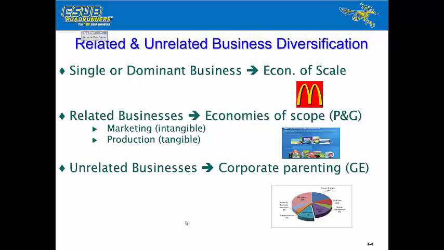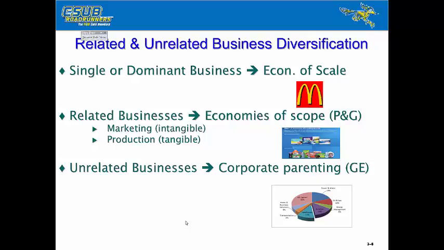In terms of related businesses, economies of scope instead of economies of scale. So economies of scale means that the more you do something, the more you can spread your fixed costs across all your variable costs. And economies of scope means that if you're good at doing one kind of thing, you're also good at doing another kind of thing. So a great example of this is Procter and Gamble. So Procter and Gamble sells soap.